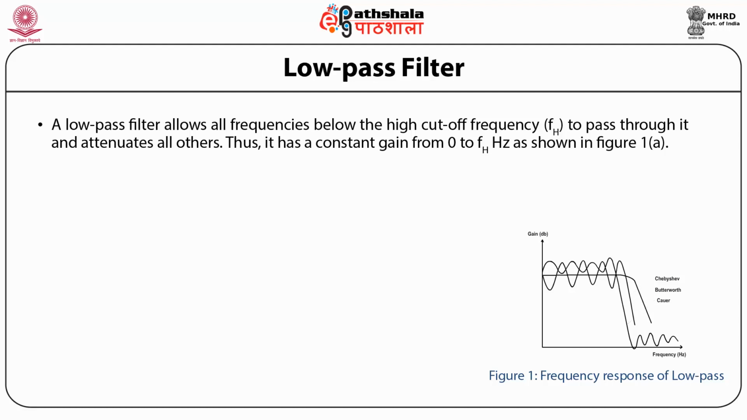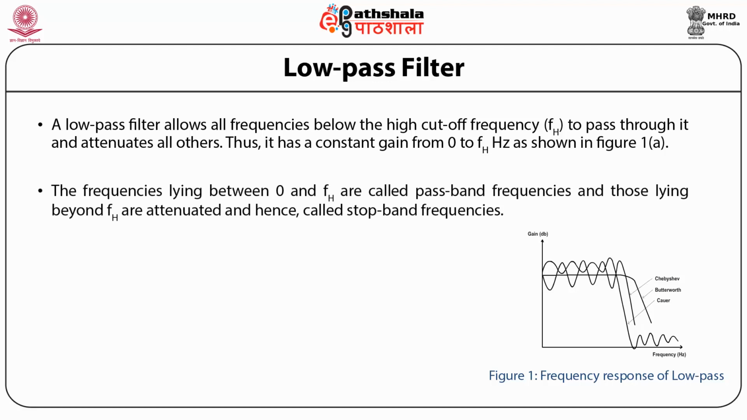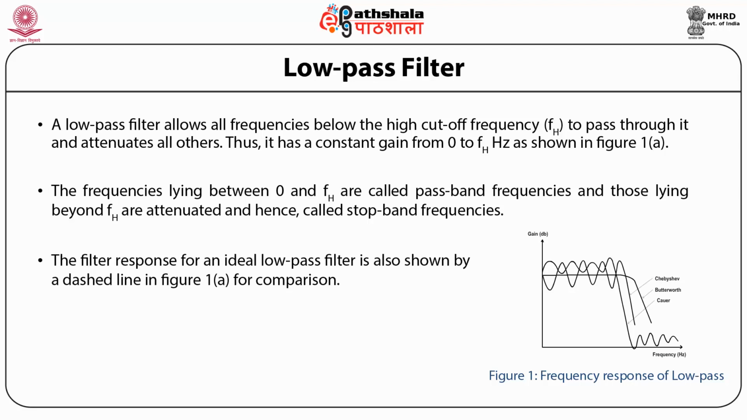The frequencies lying between 0 and FH are called pass band frequencies and those lying beyond FH are attenuated and hence called stop band frequencies. The filter response for an ideal low-pass filter is also shown in the figure by a dashed line for comparison. It may be seen that an ideal filter has zero loss in its pass band, that is, in the frequency range lying between 0 to FH, whereas it has infinite loss in its stop band, that is, for frequencies F greater than FH.